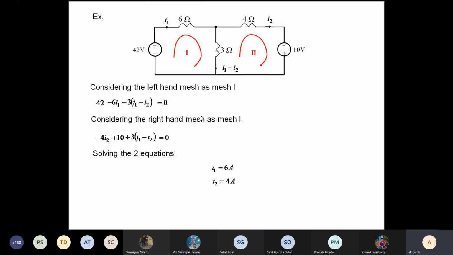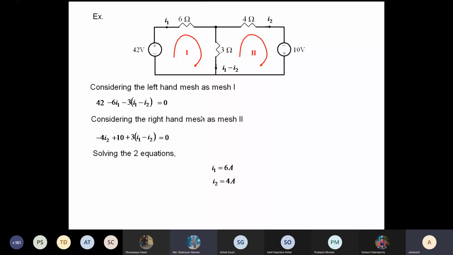So there you can have more complicated circuits, but the main trick is to first assume the variables, with as few variables as possible, and then write down as many mesh equations, because you have to identify 2 variables means 2 meshes. You have to apply the KVL correctly in the meshes.